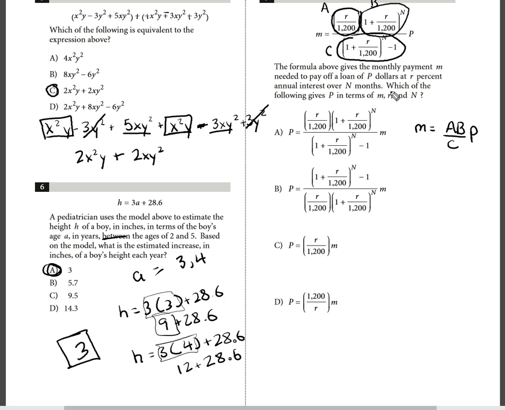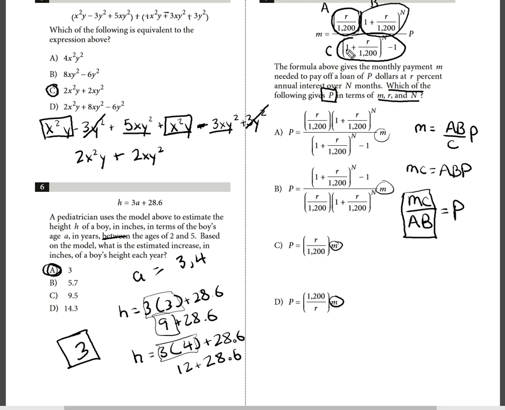Now they're saying which of the following gives P in terms of M, R, and N. Complicated way of saying solve for P. So multiply both sides by C and we get MC is equal to ABP. Now divide both sides by AB and we get MC over AB is equal to P. Now these are all P equal, so we're just looking for this in the answer choice. M, we have an M, we have an M, M, M. Okay, so they all work so far.